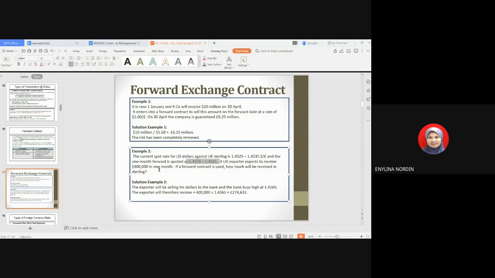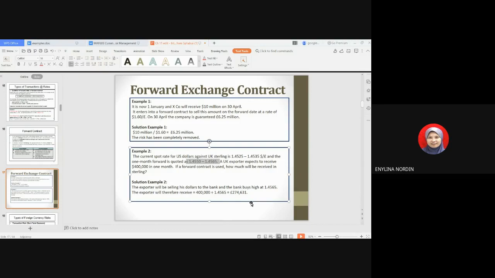So here again we need to determine whether this UK company is buying or selling the currency. The UK exporter gets $400,000 and wants to convert the dollar into pound sterling. So that means this exporter is selling the dollar to the bank. And then what happens to the bank? The bank will buy the dollar.